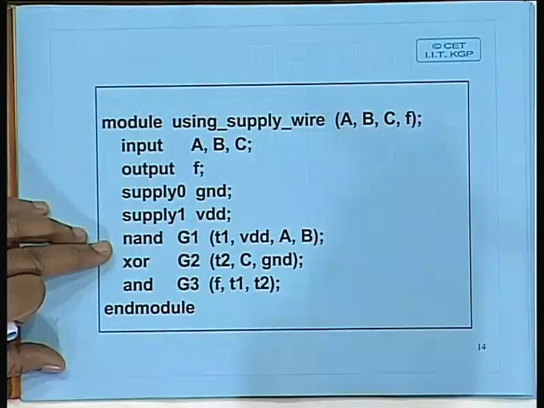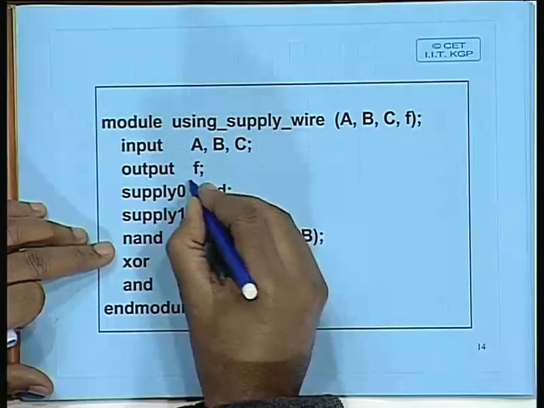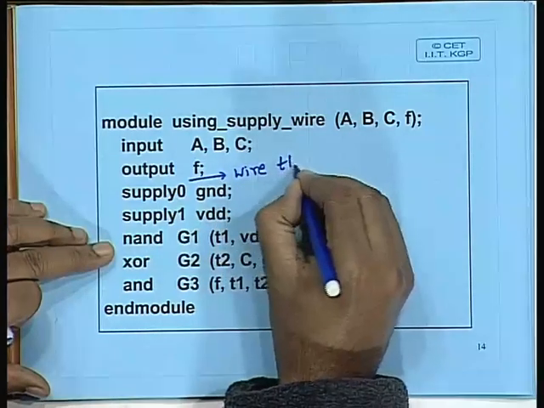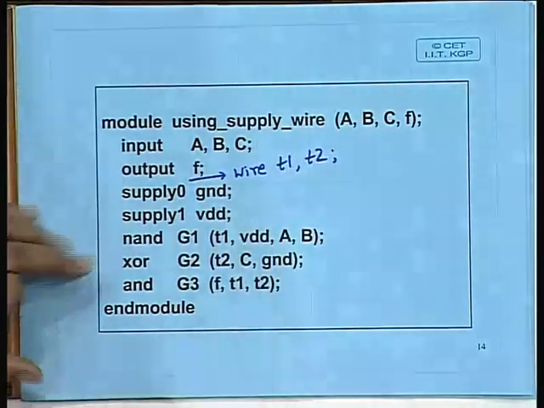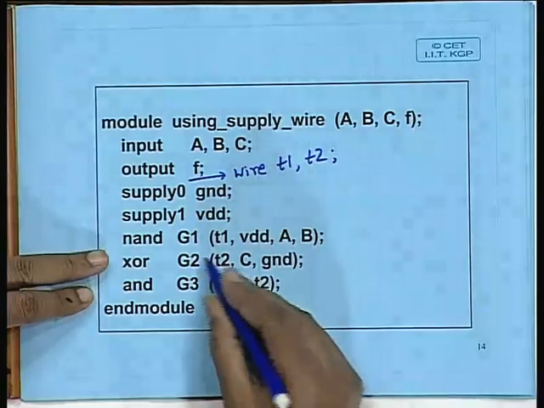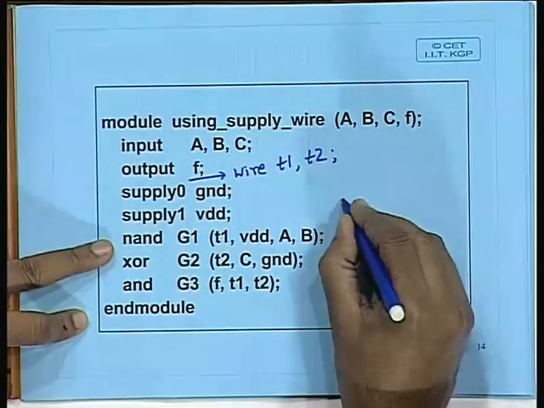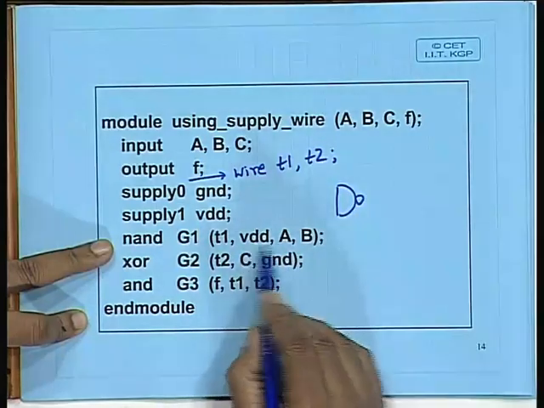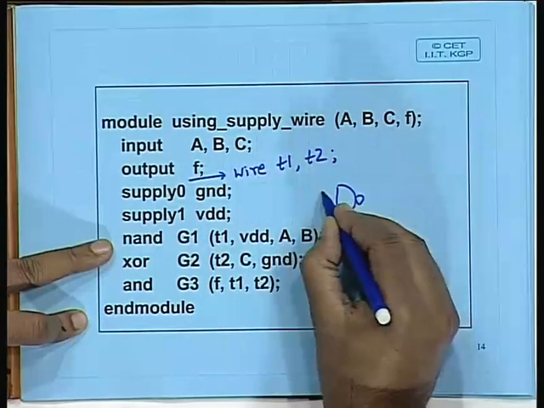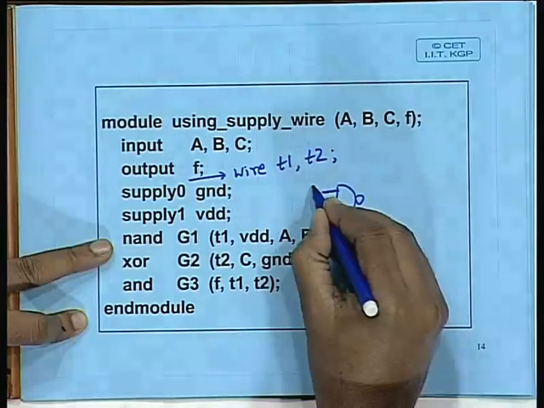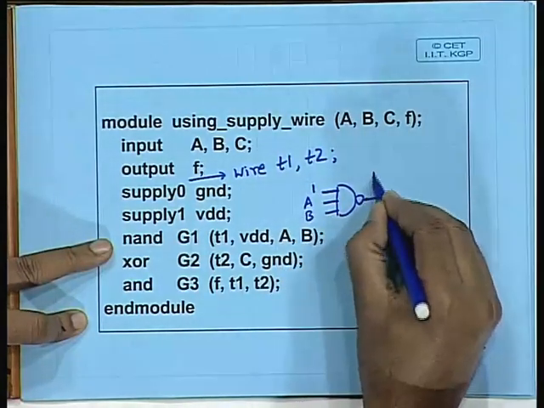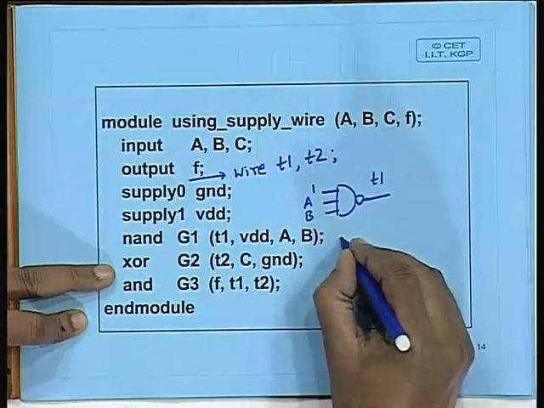I think we have missed something here, there should be another line here, wire T1 T2. Yes. So, there will be a NAND gate. There are 3 inputs VDD, A and B. This is a 3 input NAND gate, with 1, A and B. The output is T1. There will be an XOR gate.